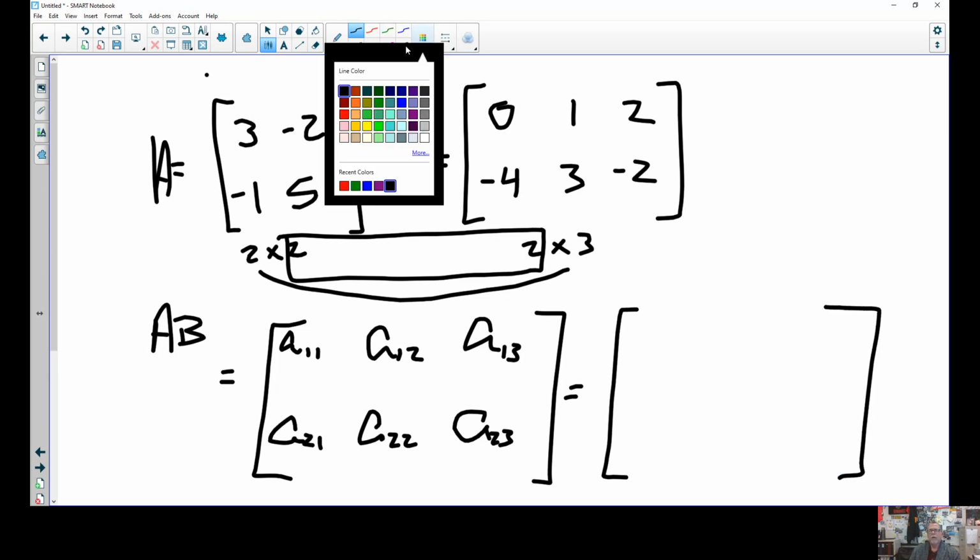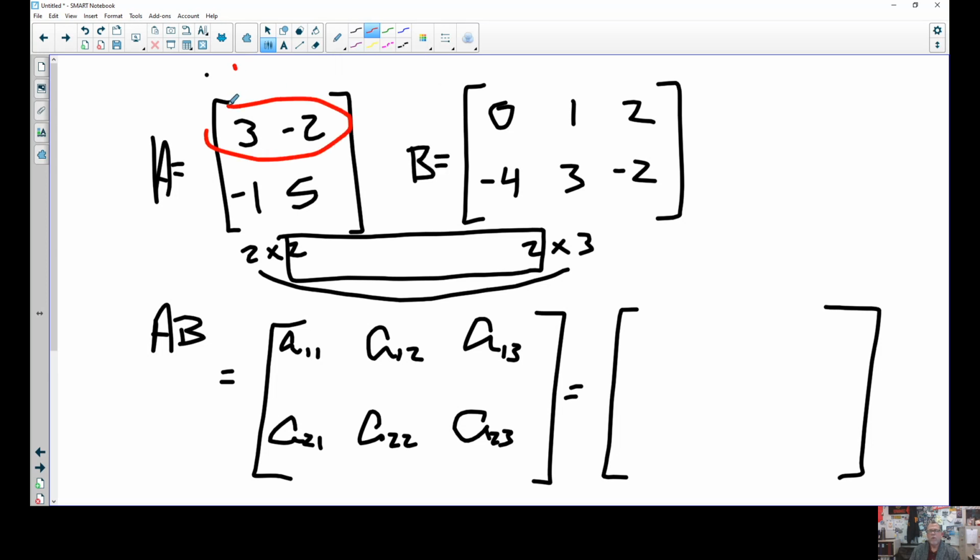A11 would be first row, first column. See how they match up? They're each 2 elements. 3 times 0 is 0. And I'm going to ask you to write your work out for this, just like I'm doing here, just some basics. 3 times 0 is 0, plus -2 times -4 is 8. So A11 is 8, and I can put that in.